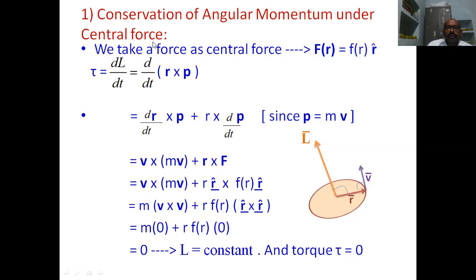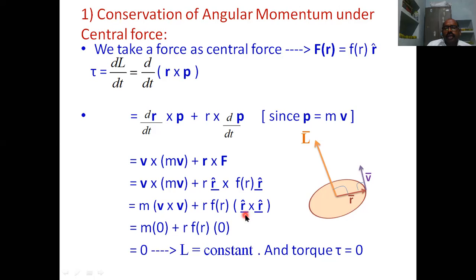So in case of the first term, it is m times v cross v. In the second case, it is r cap cross r cap. So the cross product of same vectors is 0. So we are getting zeros, totally 0. So if we see LHS, tau is equal to dL by dt, that is equal to 0. Here L is equal to constant.